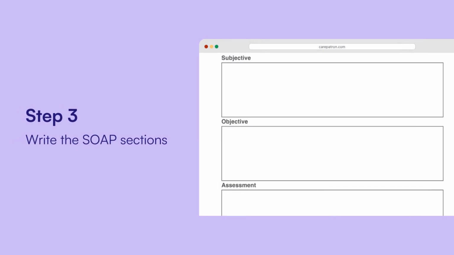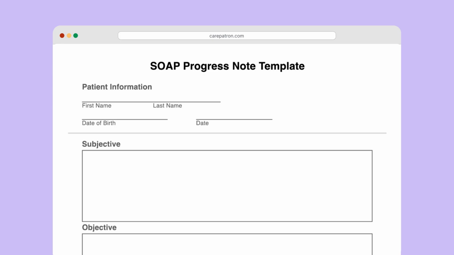Write the SOAP sections. At the heart of SOAP note formats lies its 4 components, the subjective, objective, assessment, and plan sections. Here is an example using a SOAP note example for nurses or nurse practitioners.